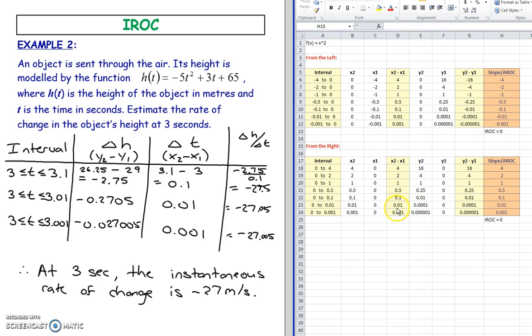Here are your x2 minus x1. That's right here. These are your y2 minus y1s. That's right there. And then you have all of your IROCs or your slopes. And again, I tried to see what they approached to find my IROC.